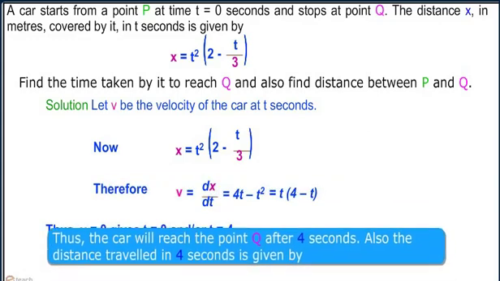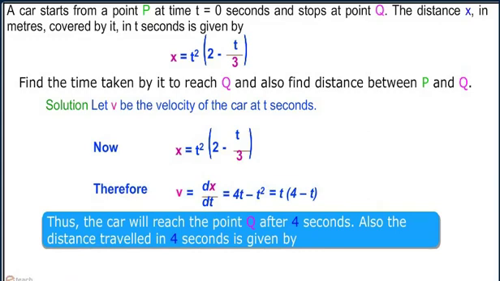Thus, the car will reach the point Q after 4 seconds. Also, the distance travelled in 4 seconds is given by the value of x at t equals 4. Putting t equals 4 in its equation, we get the result as 32 by 3 meters.